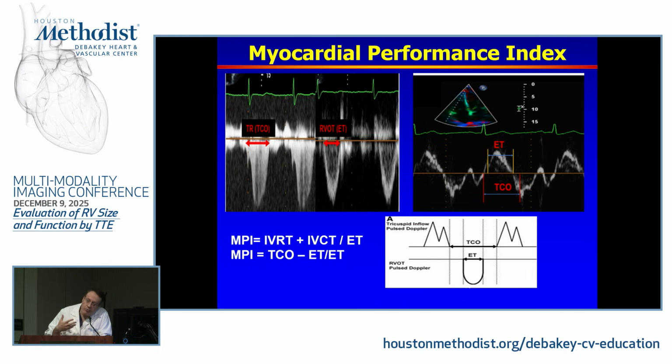So someone could have bad RV function and high RAP, and that performance index, also referred to as Tei index, may not catch that change. So in general, we do not put heavy weight on it, but it's an important concept and measurement to know how it is obtained, what affects it, and what are the ranges for normal values.